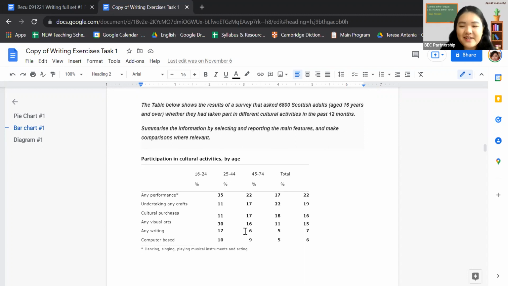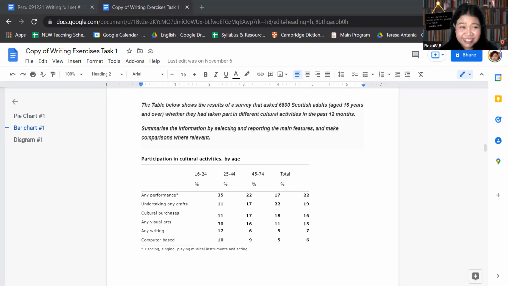Exactly. Okay, I have another example that might be challenging for part one. Wait, I'm afraid. No, don't be afraid. But before that, I should ask, how familiar are you with graphs and diagrams, do you think?